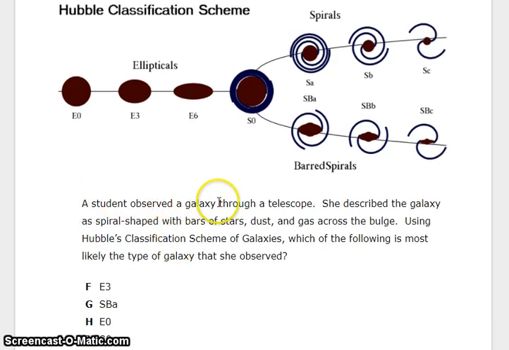A student observed a galaxy through a telescope. She described the galaxy as a spiral shape with bars of stars, dust, and gas across the bulge. Using Hubble's classification scheme of galaxies, which of the following is most likely the type of galaxy she observed? F, E3. G, SBa. H, E0. Or J, S0.